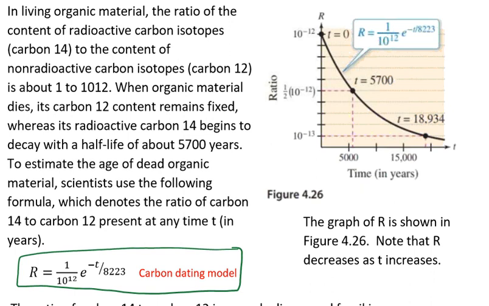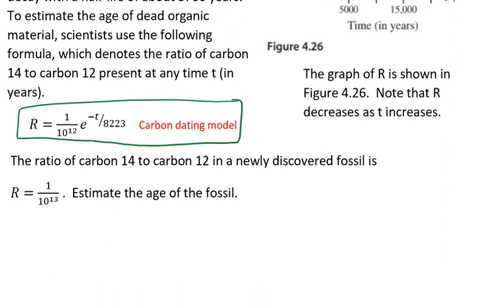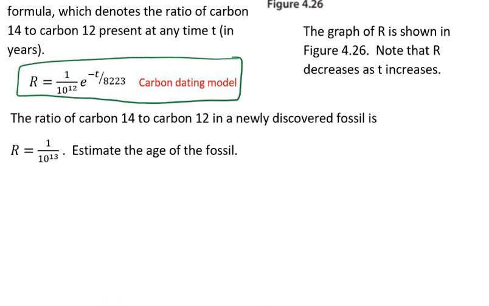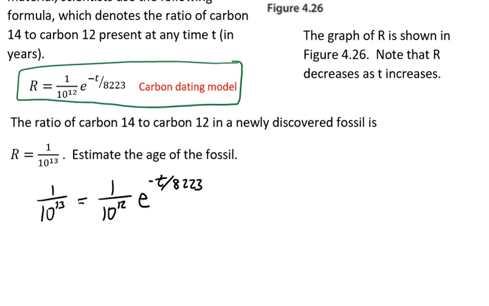So let's do an example. Here the ratio of carbon-14 to carbon-12 in a newly discovered fossil is R equals 1 over 10 to the 13th. So we want to estimate the age of the fossil. So we're going to take 1 over 10 to the 13th and put that in the R's spot. And we're going to set that equal to 1 over 10 to the 12th times e raised to the negative t divided by 8,223.